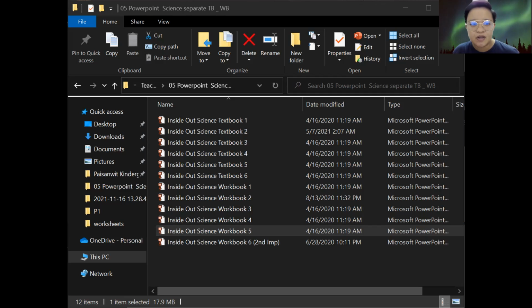Okay, let's start now. Number 1, which of the following is a living component in an environment? A, soil, B, temperature, C, fungi, or D, light. So the key word here is a living component in an environment. The answer is letter C. Fungi is a living component in an environment.